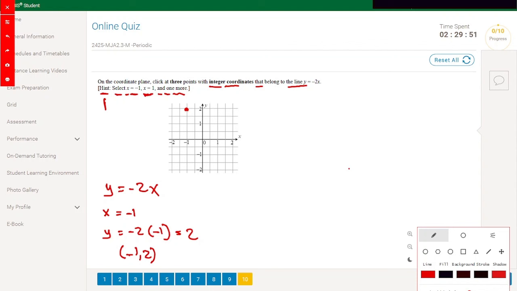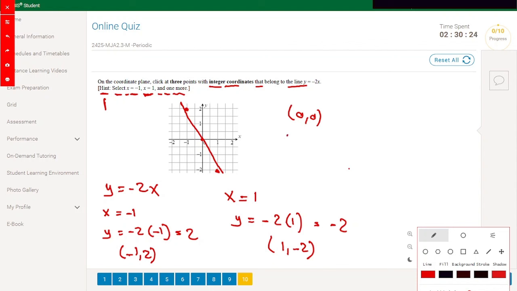Second point, when x equal to 1. So y will be equal to minus 2 multiply 1, which will be equal to minus 2. So the second point will be 1 and minus 2. So let's draw in here 1 and minus 2. So we can draw the line here, by the way. We can take 0 and 0. So y will be equal to minus 2 multiplied 0. It will be equal to 0. So the third point is 0 and 0. Okay.